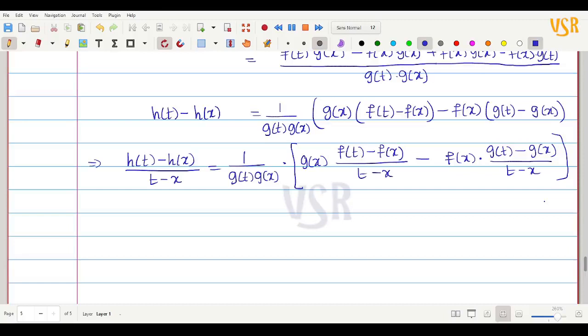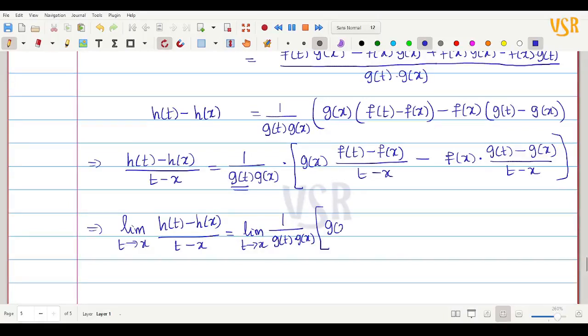Now note that I take the limit on both sides. So this implies that the limit as t tends to x of (h(t) minus h(x)) divided by (t minus x) is equal to the limit as t tends to x of 1 divided by g(t) g(x), into, g(x) being a constant, because it is independent of t.